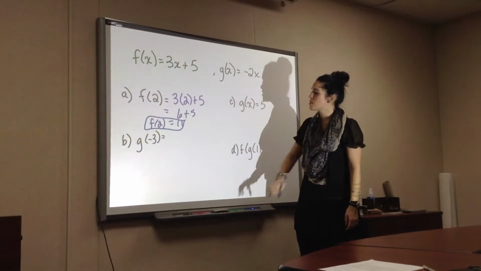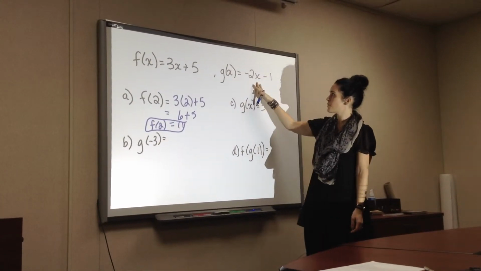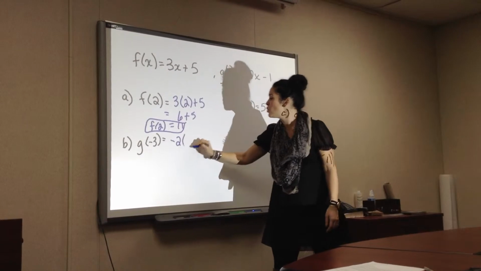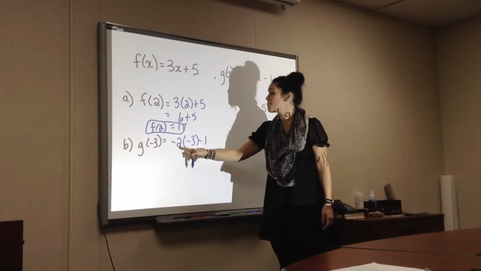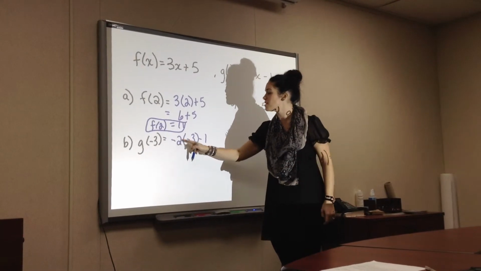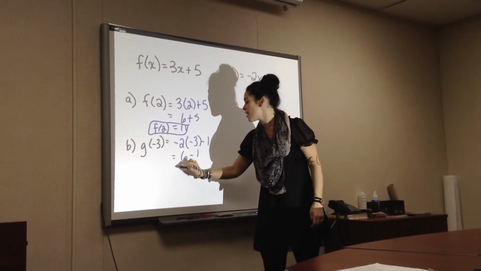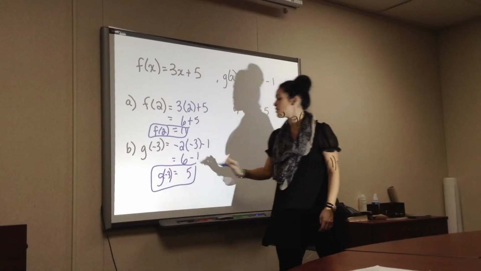All right, g of minus 3. So then we know we're not using this equation. We want the g of x one. Okay? And so our x is minus 3. So you go in your equation and you replace your x with minus 3. All right, multiplication first, always. So minus 2 times minus 3 is positive 6. Minus 1 gives you 5. So g of minus 3 is positive 5.